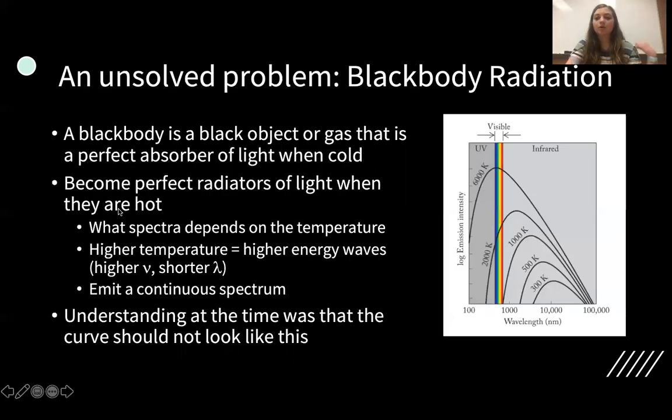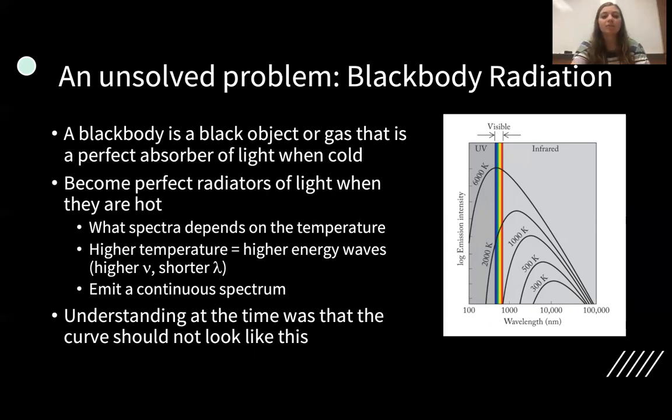Okay, one problem in the past with their understanding of classical physics was blackbody radiation. And a blackbody is a black object or gas that is a perfect absorber of light when it's cold. This just means that it absorbs all light. A blackbody becomes a perfect radiator of light when it is heated, and it emits all kinds of light.